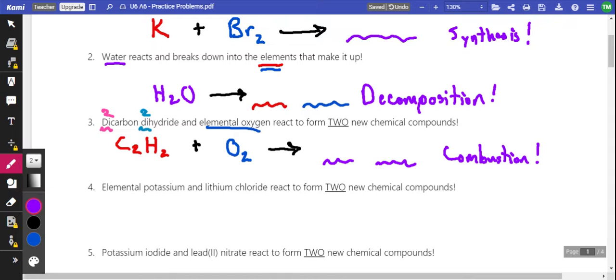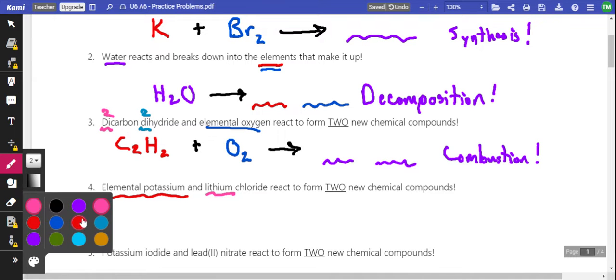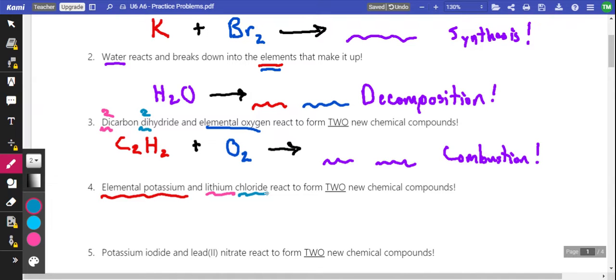Let's see, elemental potassium and lithium chloride react to form two new chemical compounds. So I have, in this case, an element that's being paired up with a compound of lithium and chlorine. Elemental potassium, just like before, is not a diatomic, so it's just going to be K right off the periodic table. Lithium is Li. Chlorine is Cl, and these guys should be together in a compound.